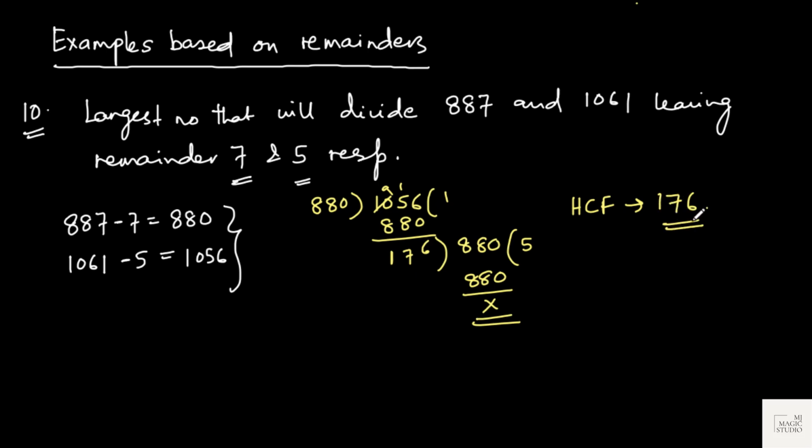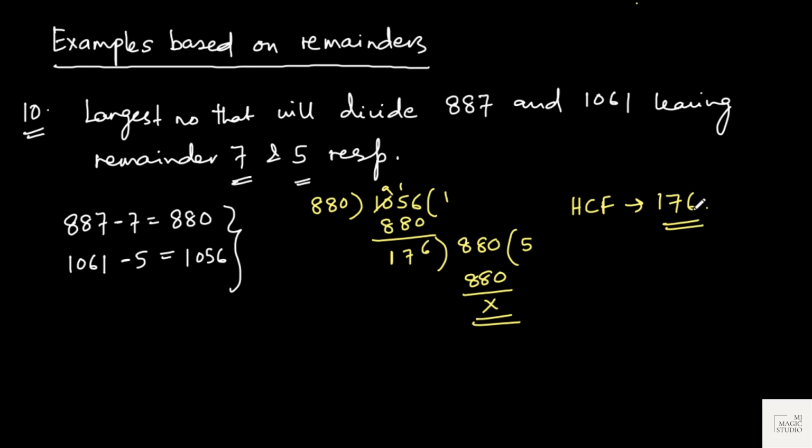And this process is very handy. This is known as the long division method, and it is very handy in case we have two big numbers. Use this long division method to find HCF in no time. So the largest number which can divide 887 and 1061, leaving remainders 7 and 5 respectively, would be 176.